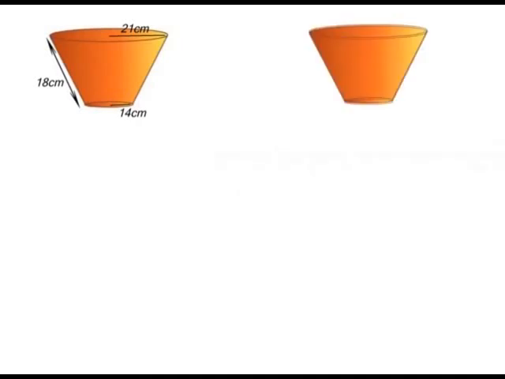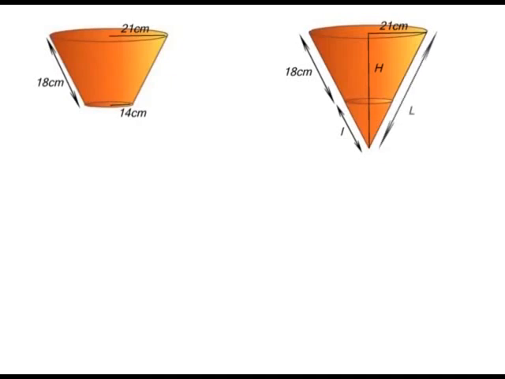Another example, this is a frustum, but now suppose we turn it over and say it's a bucket. We can find the surface area. Common sense will tell you that a bucket is open at the top, so we need the surface area of the curved surface and the small circular bottom. If this is 21 centimeters, this is 14 centimeters, and the slant height is 18 centimeters, we can find the surface area. We start with the curved surface area. Now imagine the original cone. This would be the slant height L. We find the entire slant height L capital.